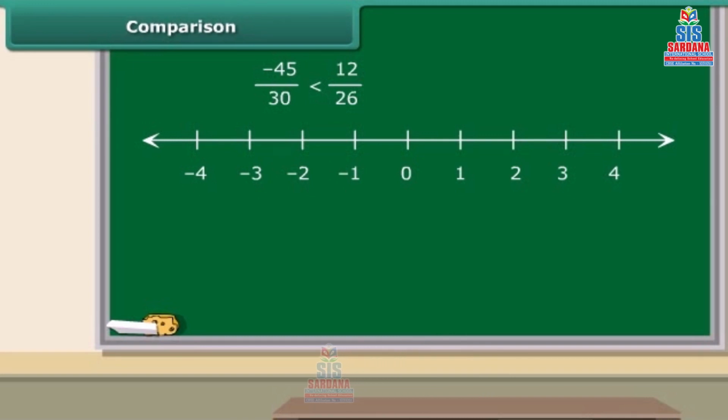For example, 2 by 3 lies here, and 1 by 3 lies here. So which one is to the right? 2 by 3. Correct. Therefore, 2 by 3 is greater than 1 by 3. Similarly, minus 1 by 3 is greater than minus 2 by 3 because minus 1 by 3 comes to the right of minus 2 by 3.